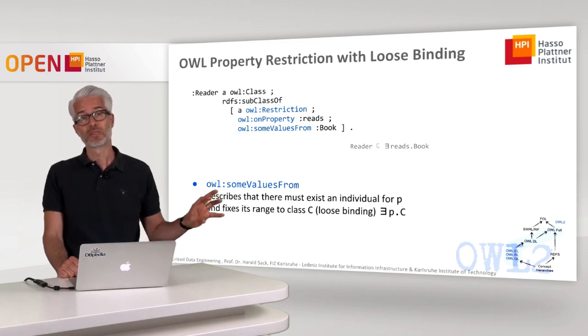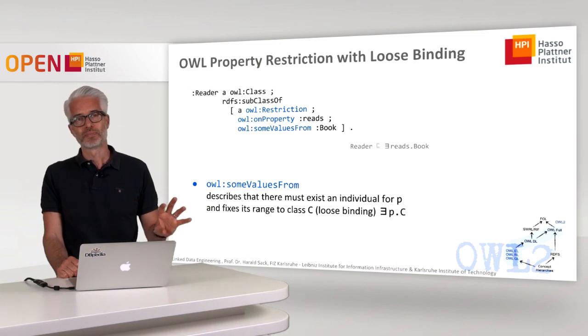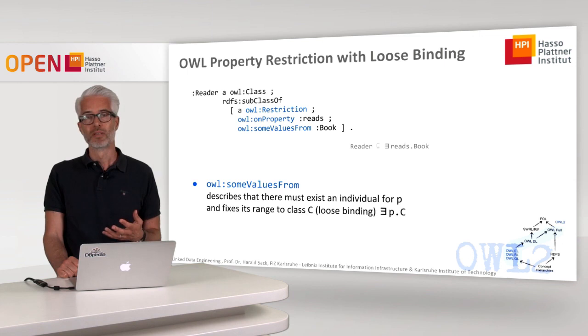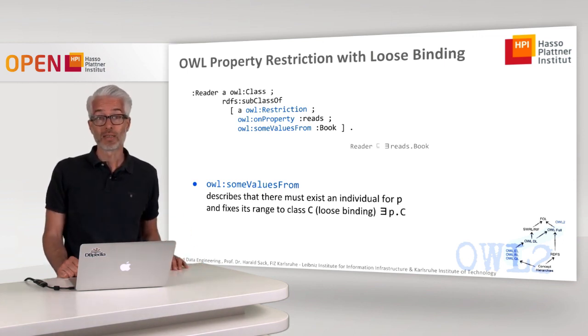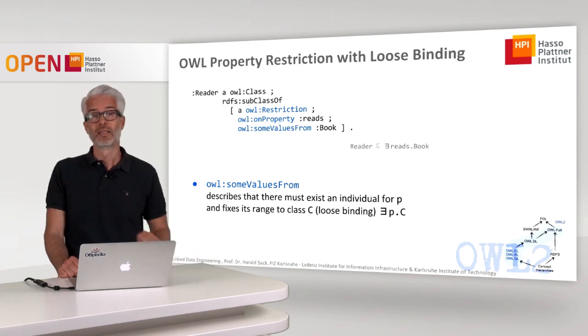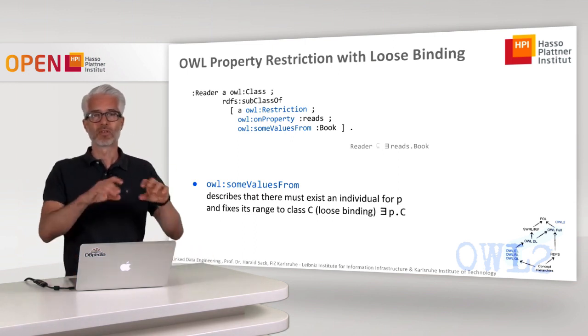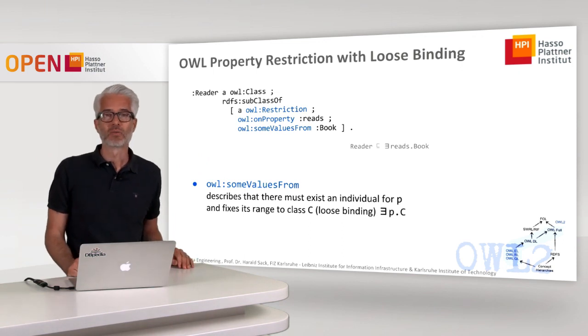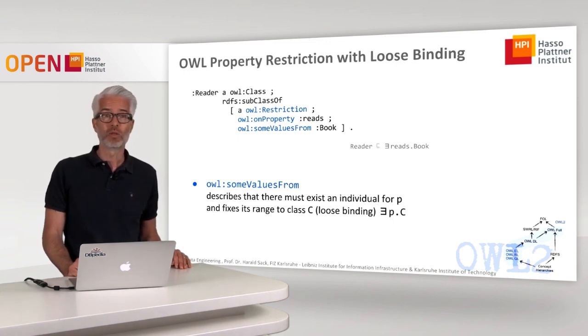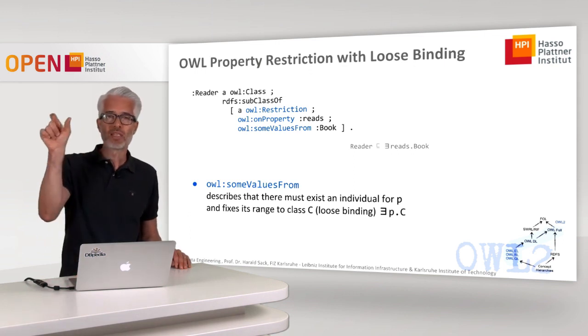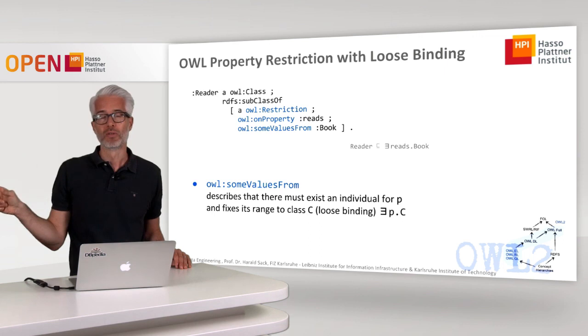For example, if I want to define a reader as being a subclass of somebody who reads, for example, books besides other things, then I can define it in the following way, that I say reader is an OWL class, and this is a subclass of a compound which is a restriction, and the restriction this time is on the property reads, and now I have a new keyword which says OWL some values from, which binds now the range of reads to something which is a book.